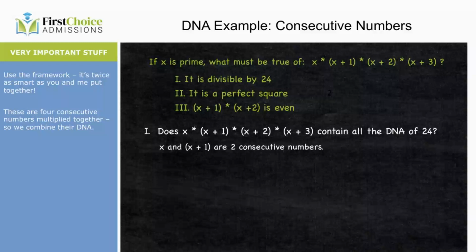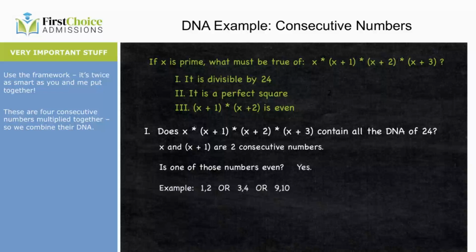Now, let me ask you a question. Is one of those numbers, X or X plus 1, even? Yeah, it has to be. There is simply no way to write down 2 consecutive numbers and not have one of those numbers even, like 1 or 2 or 3 or 4 or 9 or 10. One of those numbers must be even, so that means one of the numbers in our 4 consecutive numbers is even and must contribute a 2 to the DNA.